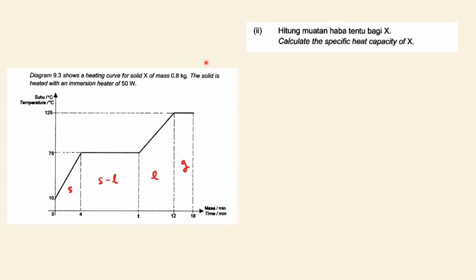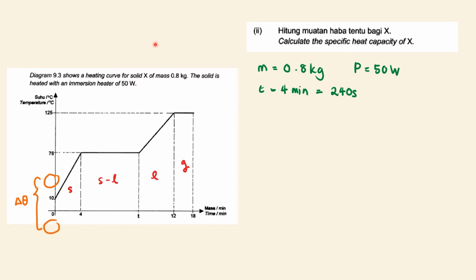And now, because specific heat capacity involves the raising of the temperature, we will focus on this specific part of the heating curve. Firstly, when we get a question like this, the first thing you need to do is to write out all the information the question has given us. So we know the mass of X is 0.8 kg, the power of the heater is 50 watts, and the time, because we are focusing on this part only, is 4 minutes, which equals 240 seconds in SI unit. As we can see here, the change in temperature is from 10 degrees Celsius to 75 degrees Celsius. So that will be the number for our change in temperature.